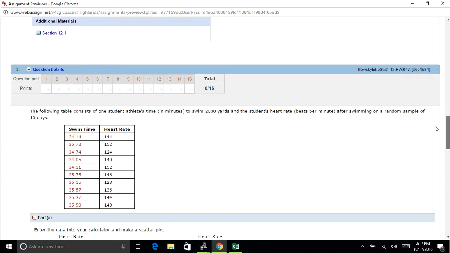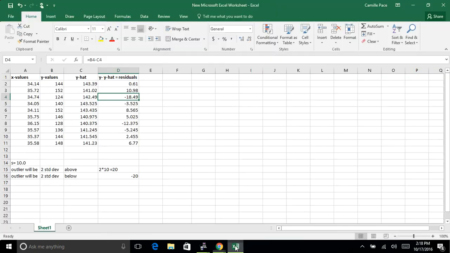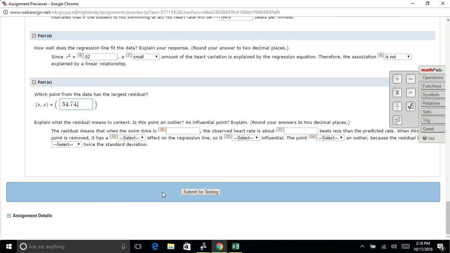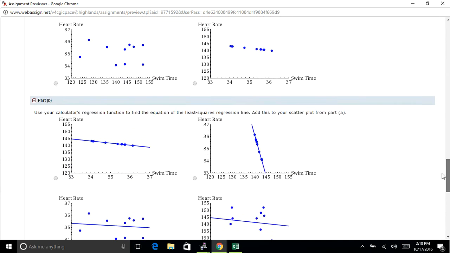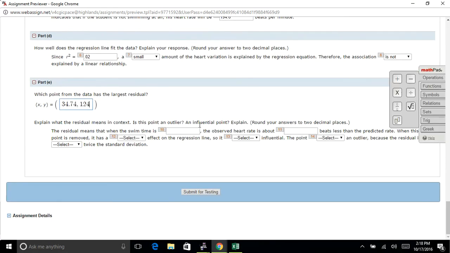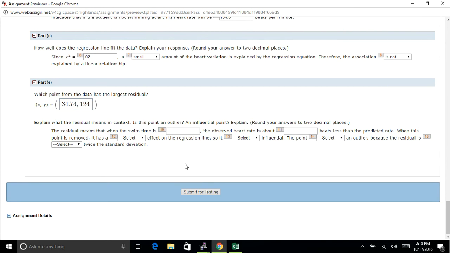For this one, remember I said it was, okay, I forgot what I said it was. So it's going to be 34.74, comma, and then I've got to go get my other one. So I go back and look at my data. It's 124. Okay, so that is that. So then what does that mean? The residual means that when the swim time is 34.74, the observed heart rate is 124.